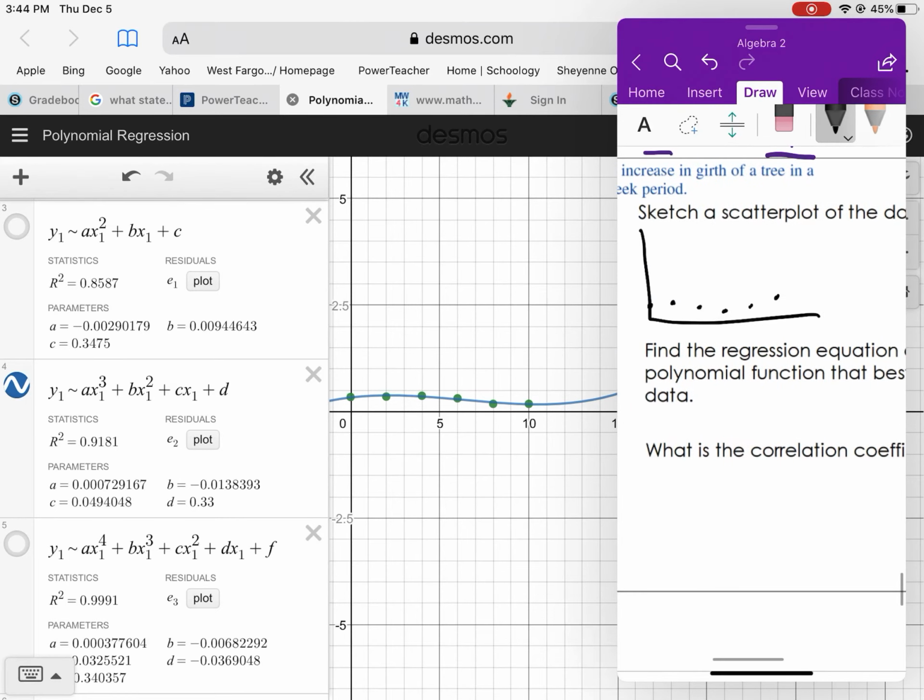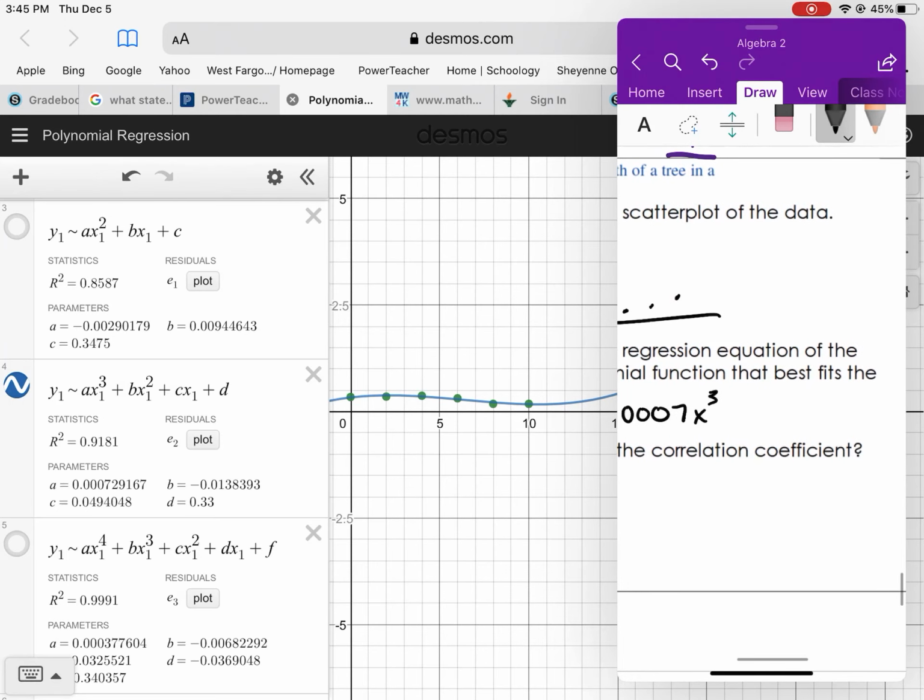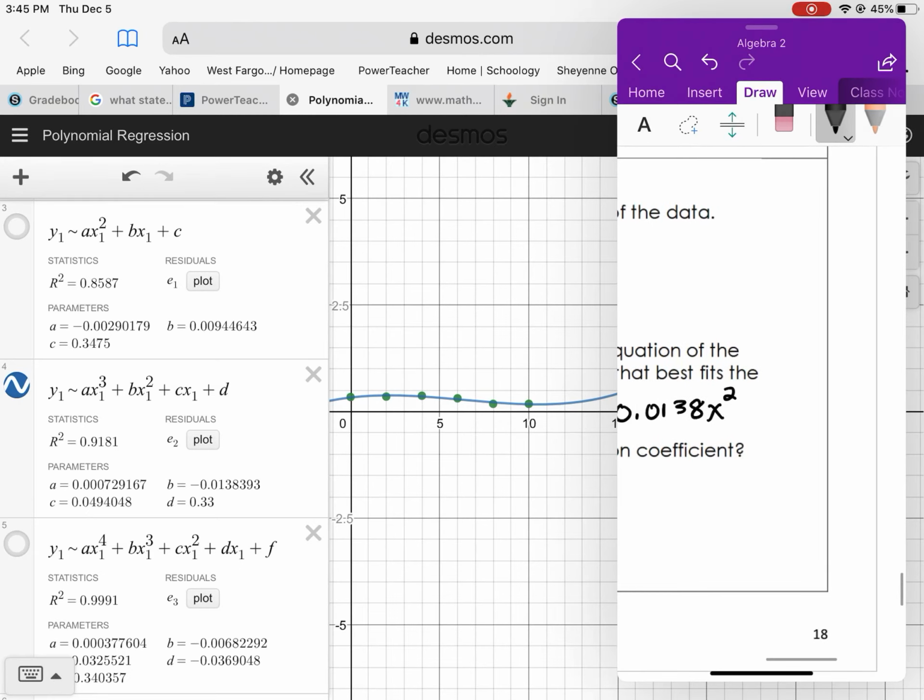Find the regression equation. So that is my y equals, my A value is my first coefficient, so 0.0007 x to the third, because I picked cubic. Then B comes next, so negative 0.014. Maybe I did 4 decimals, so maybe I'll do 4 decimals in this one too. So 0.138 x squared. Then it would be C, so plus 0.0494 x, and then D is last, plus 0.33.